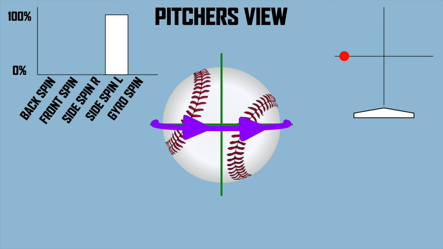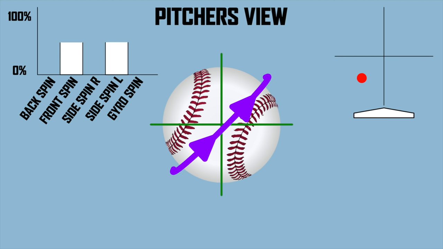So let's mix these together. What happens if the ball is spinning like this? Well, you have a little bit of top spin because the front of the ball is spinning downward a little bit, and you have a little bit of side spin towards the left. And so you can see the red dot on the movement plot is going to move a little bit down and a little bit to the left. And you can see on the bar charts here, we're going to get about 50% spin downward in front spin and about 50% spin to the side to the left.